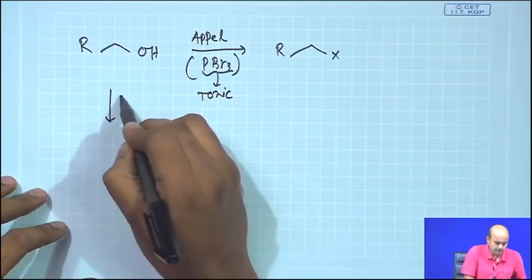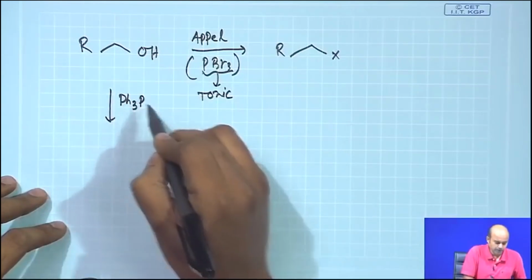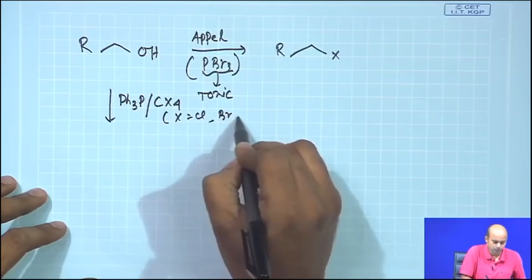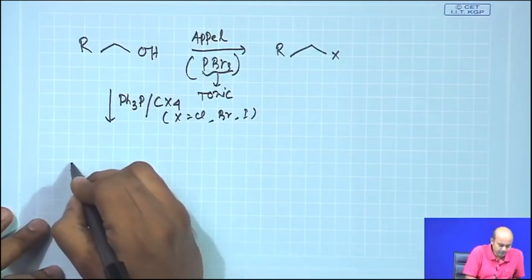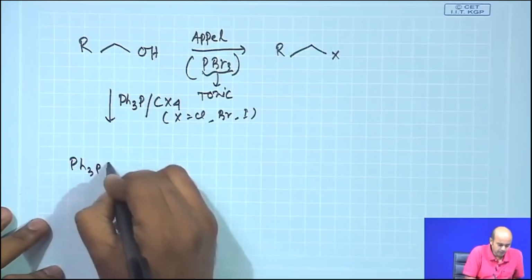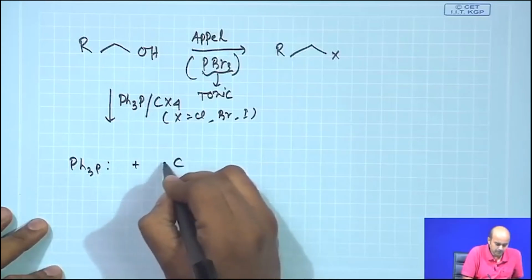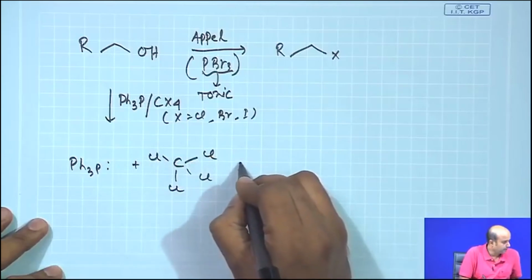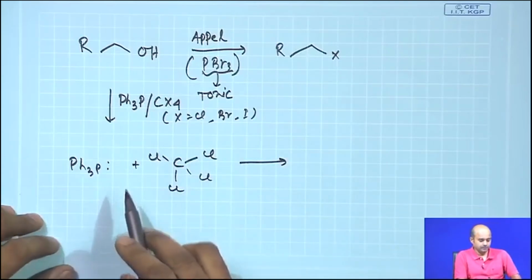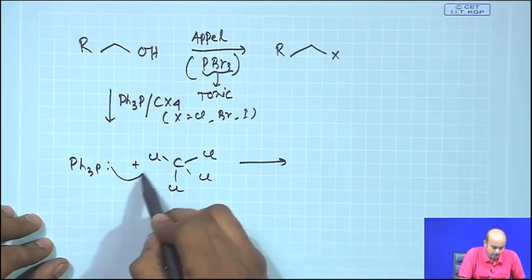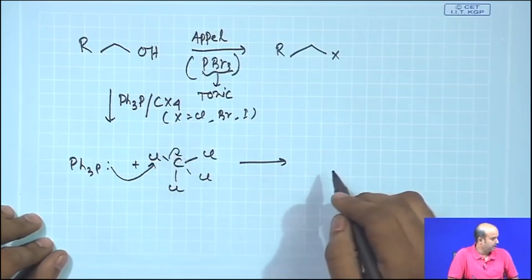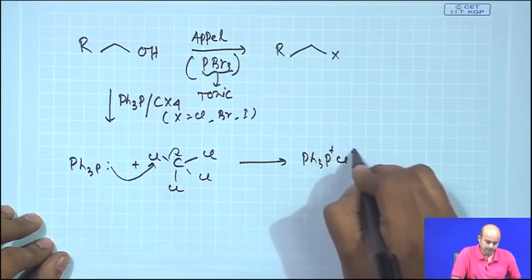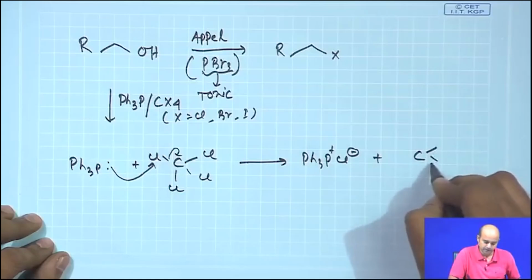Now, the Appel reaction, what is the reagent condition? They use triphenylphosphine and a corresponding CX4, where X stands for chloro, bromo or iodo. The mechanism is very simple: you react triphenylphosphine plus carbon tetrachloride. I have taken carbon tetrachloride. Initially this Ph3P attacks one of the chlorines linked to the carbon, and this gives you Ph3P+Cl, Cl minus, plus CCl3 minus.